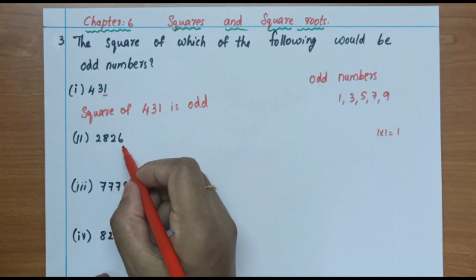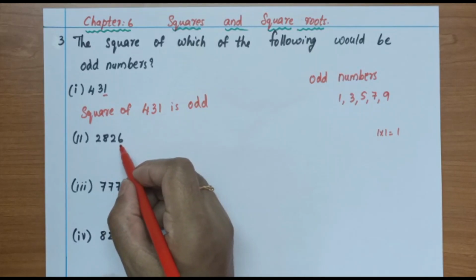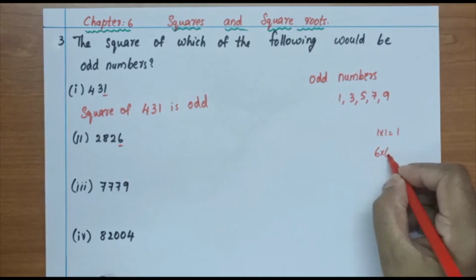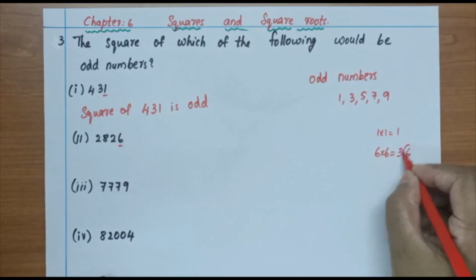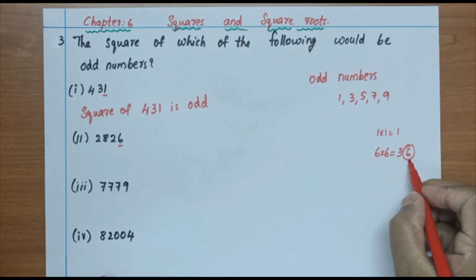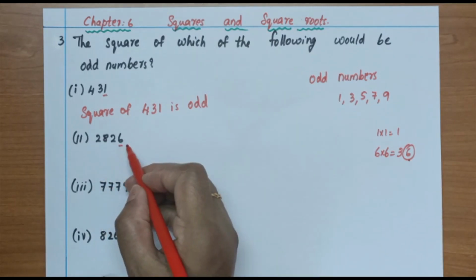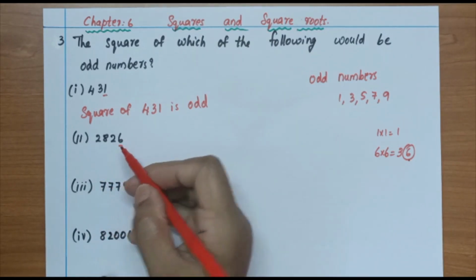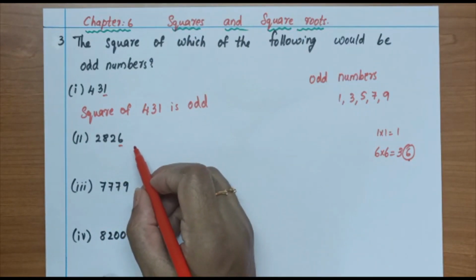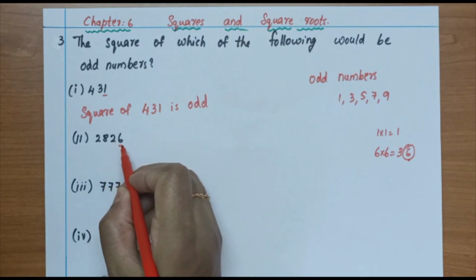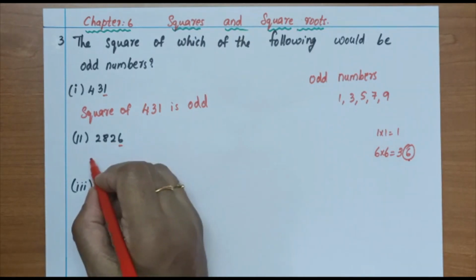Then here in question number 2, 2826. That number is ending with 6. So when you multiply 6 two times, 6 sixes are 36, ending with 6. A number ending with 0, 2, 4, 6, 8 is an even number. So when you are squaring 2826, you will get the answer as even. So the square of 2826 is even.